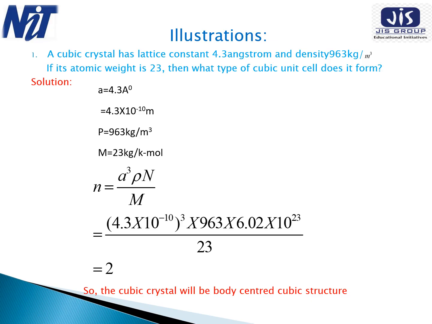Now the lattice constant is given as 4.3 angstrom. 1 angstrom is equal to 10 power minus 10 meter.